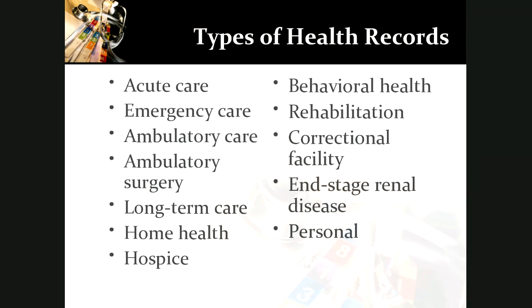Next slide. There are different types of health records according to the healthcare setting. We have acute care, which would be like a hospital. We have emergency care for an emergency department. We have ambulatory care and ambulatory surgery. We have long-term care, home health, hospice, behavioral health, rehab, correctional facility. Yes, even prisons have their own types of health records.